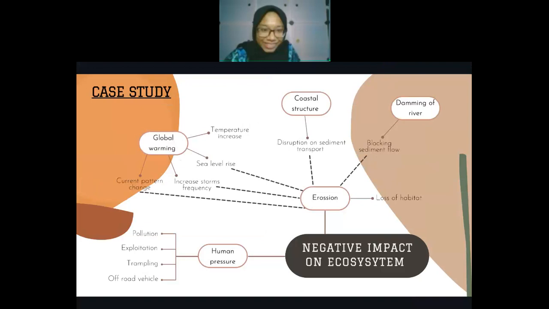This is the summary of the factors that affect the sandy shore ecosystem. This includes short-term and long-term factors. The short-term factors include storms, pollution, fishing and recreational activity. For the long-term, they emphasize global warming, human pressure from human activity, and ozone depletion.